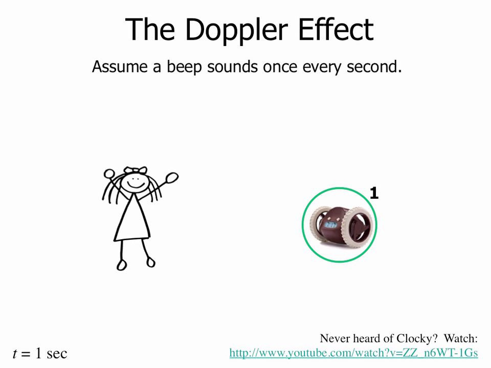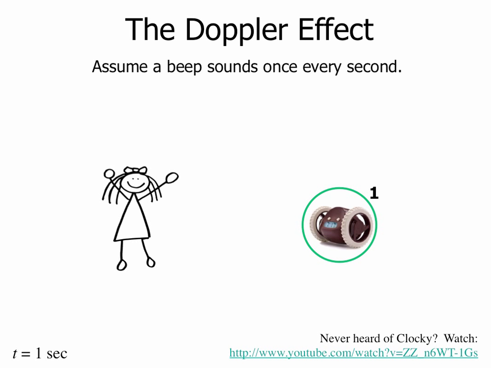Let's use an example of Clocky for the Doppler effect. Suppose that Clocky beeps once every second, and suppose that the sound waves from Clocky's beeps move extraordinarily slow. So here you see a picture of me happy to be waking up, on the left, Clocky on the right, and Clocky beeped 1 second ago, and the green circle shows where that beep from Clocky is at this moment.